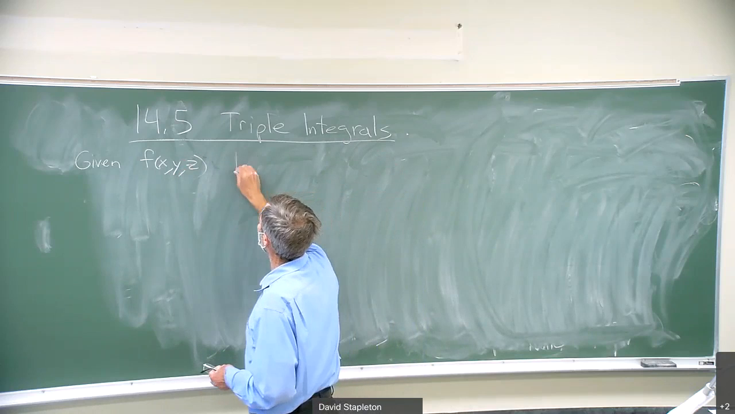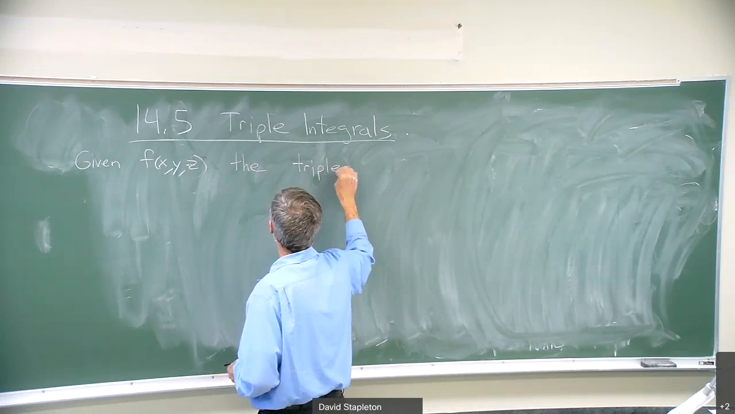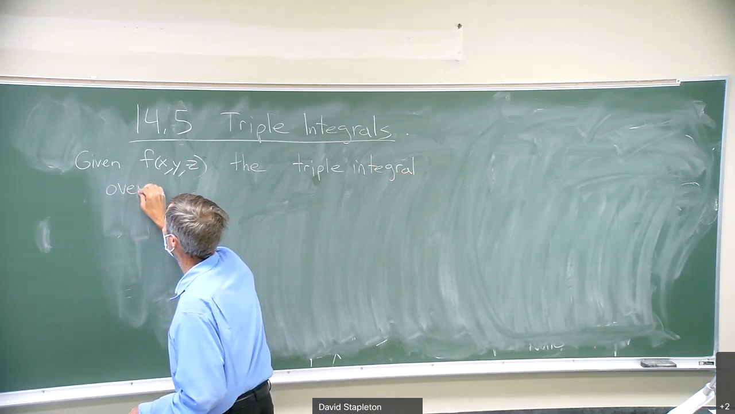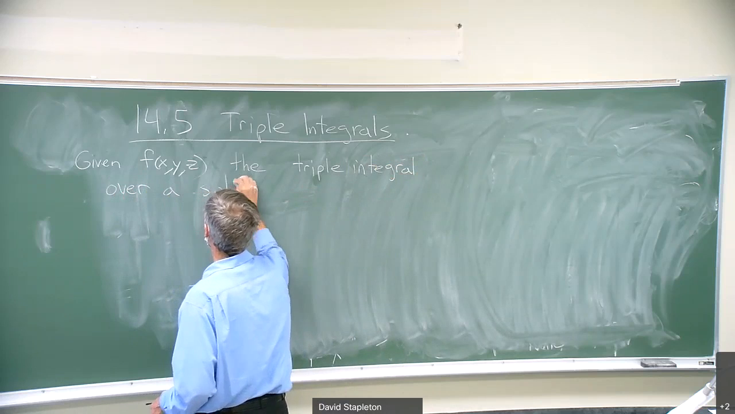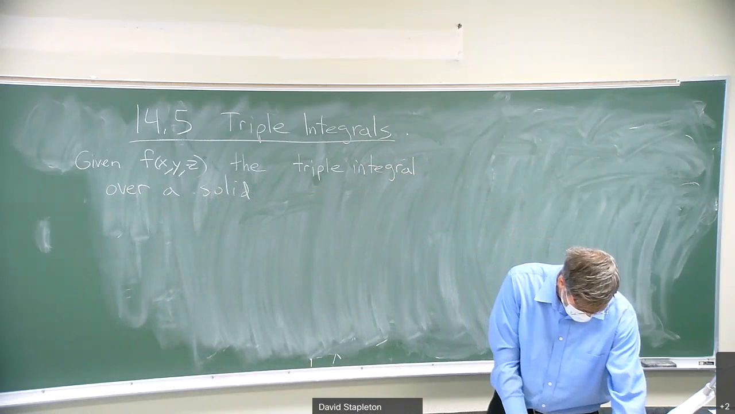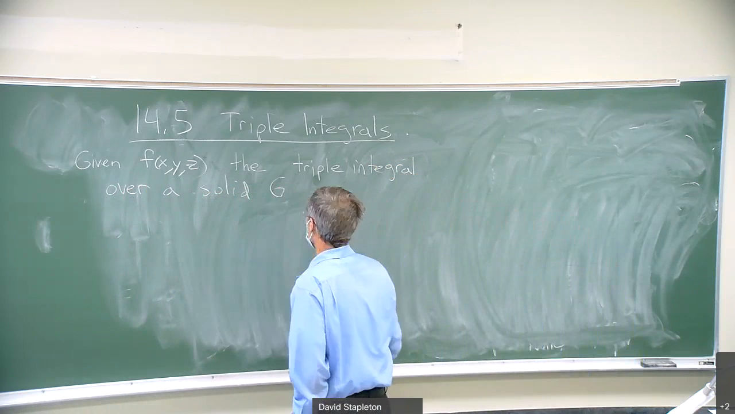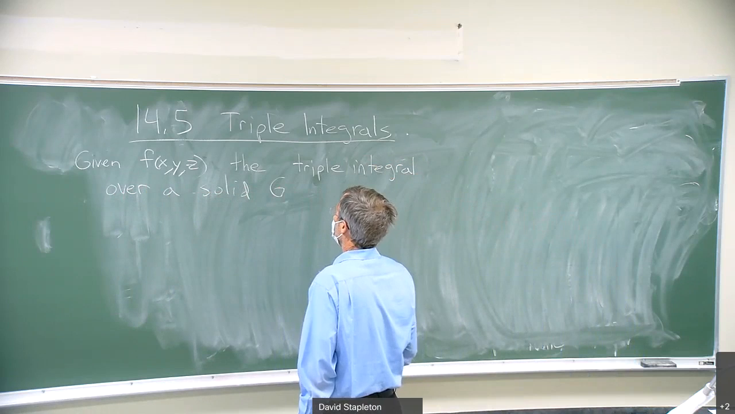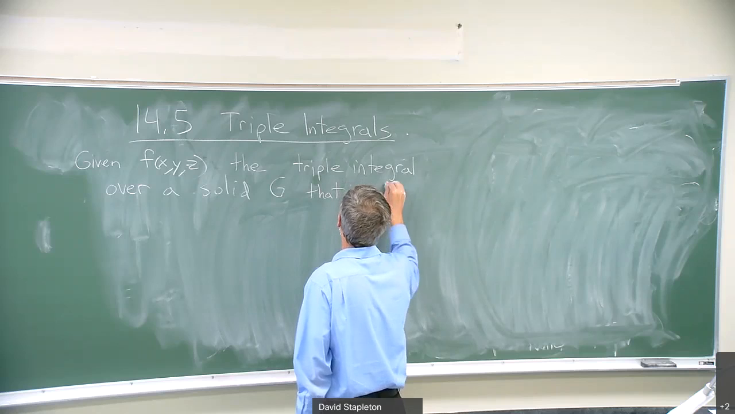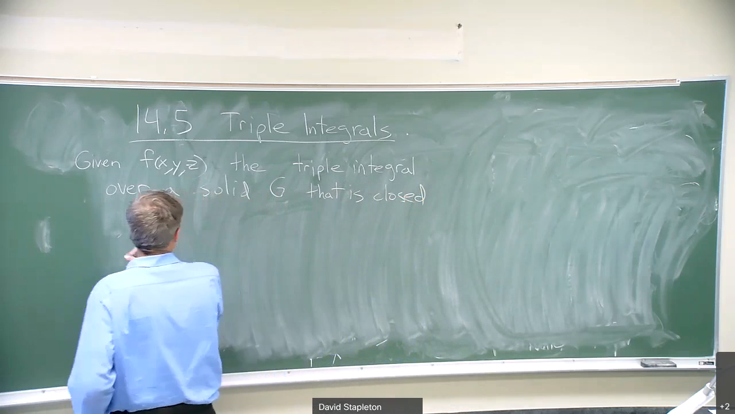Given one of these, the triple integral over a solid. I'm trying to remember what letter they use now. Two books, one used W, this one uses G. Over a solid G, which is closed and bounded in three dimensions. Closed means it includes its boundary. Bounded means it doesn't go out to infinity anywhere.